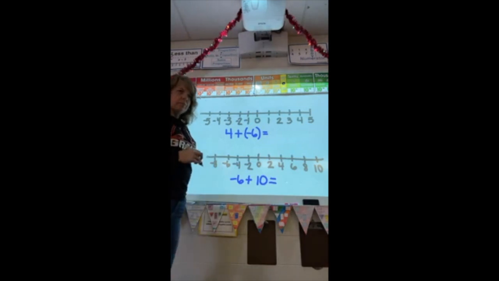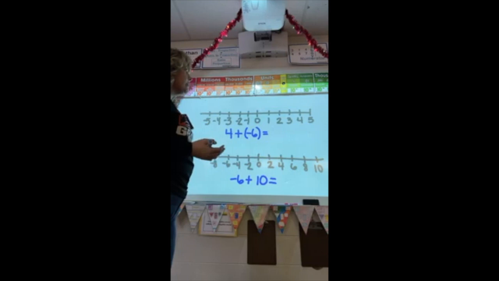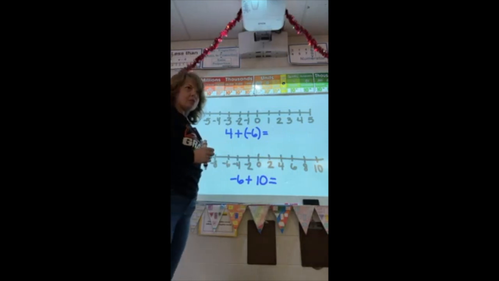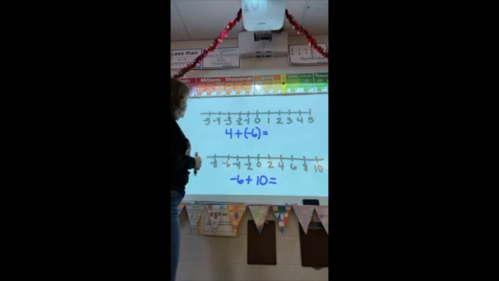I chose to model these on the number line for you. That's one way of doing that. We will have other strategies where we draw bubbles, we count it out, we walk it out. Just getting familiar with that movement on a number line when it includes both positive and negative numbers. Okay, so let's get started.